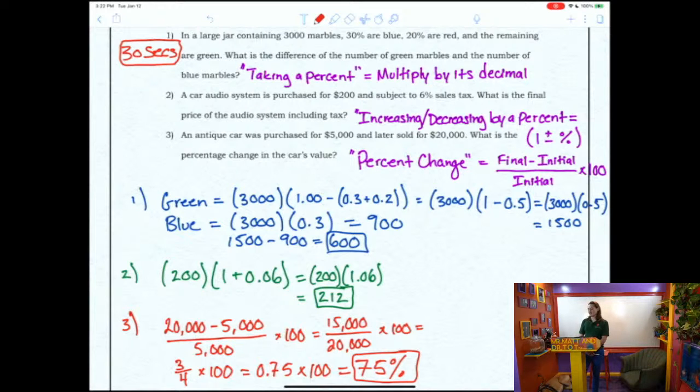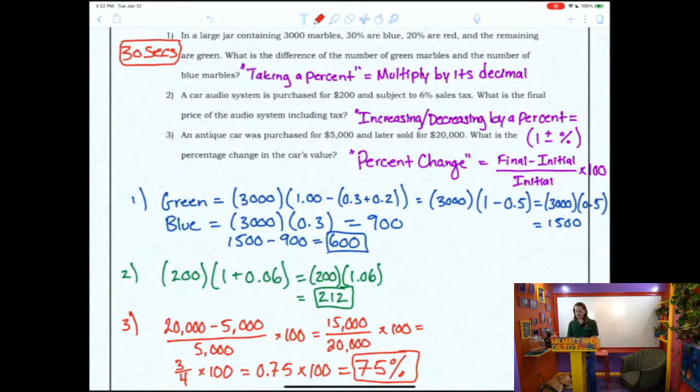So ultimately, through that calculation, I have 1 minus the quantity 0.3 plus 0.2. That's the decimal equivalent of 100% minus 30% plus 20%, representing the other two colors in the jar. 3,000 times 0.5 is going to give us 1,500, and they ultimately want the difference between the number of green marbles and the number of blue marbles. So 1,500 minus 900 is going to give us 600. So the answer to number one was 600.